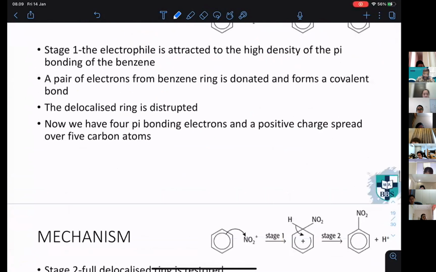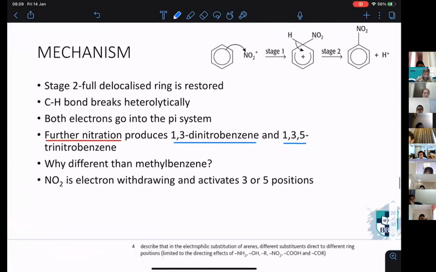Yeah, so why is this different than methyl benzene? Because, okay, methyl is going to be an electron donating group, and then NO2 is going to be electron withdrawing. They will activate position 3 and 5. That is going to be the different thing over here.